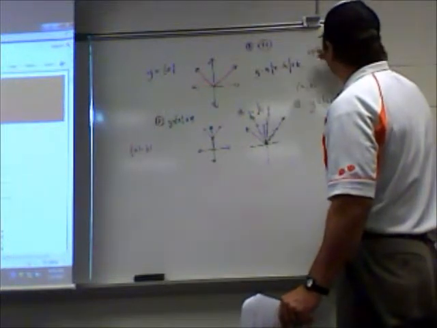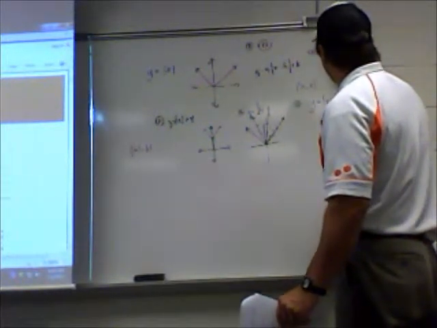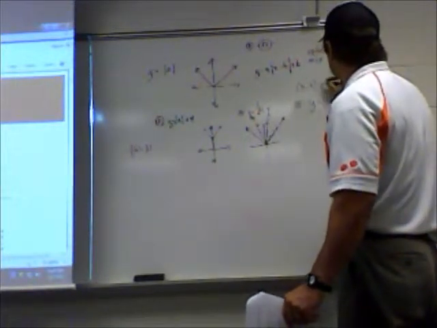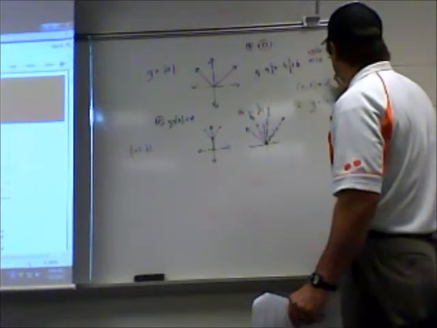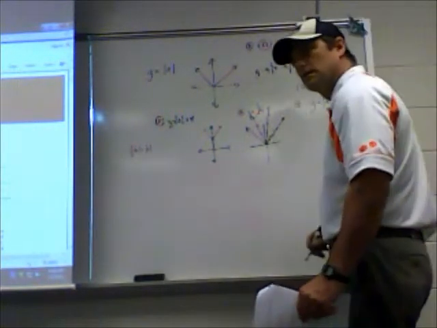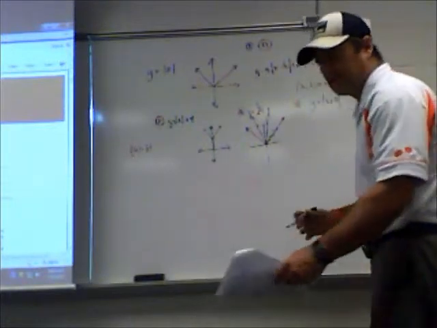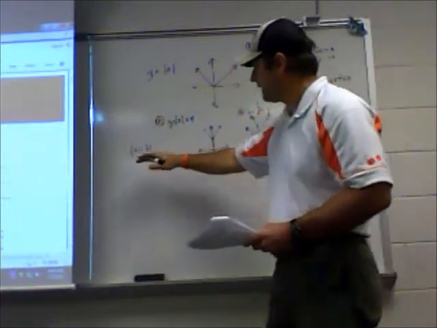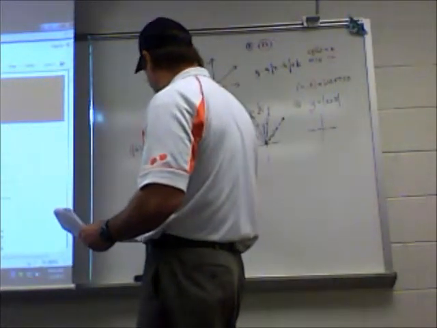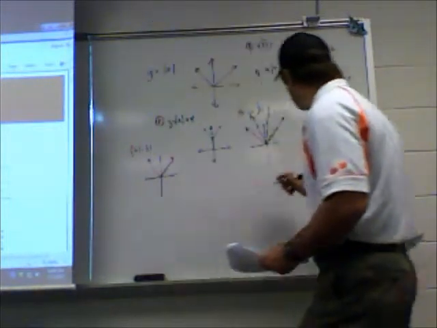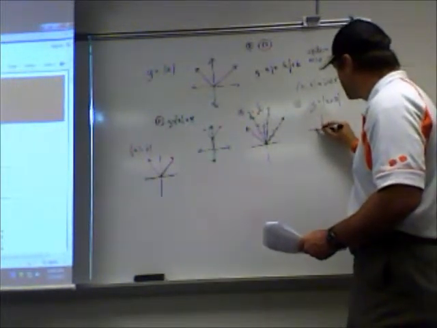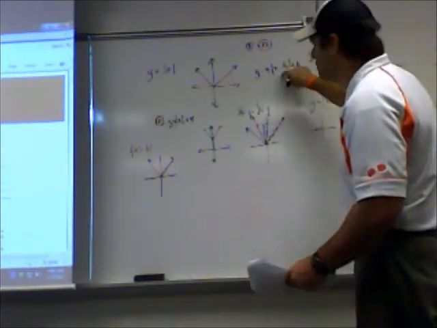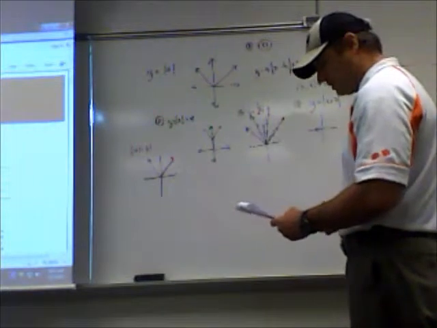So k moves the vertex up and down. h moves the vertex right and left. And that vertex is at h, k. So what that means is y equals the absolute value of x plus 2 is, I'm going to have that same absolute value of x V in my mind, but realize it's going to get moved left 2 units because that's a plus 2. It's opposite. It's always opposite the number inside the absolute value sign. This should be number 13.